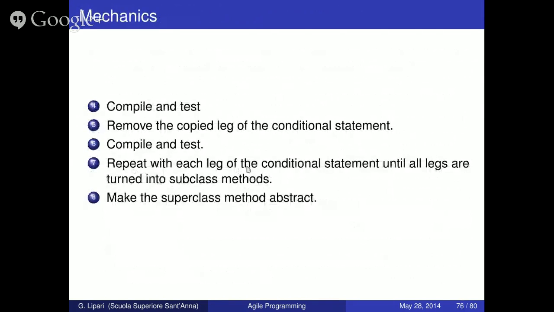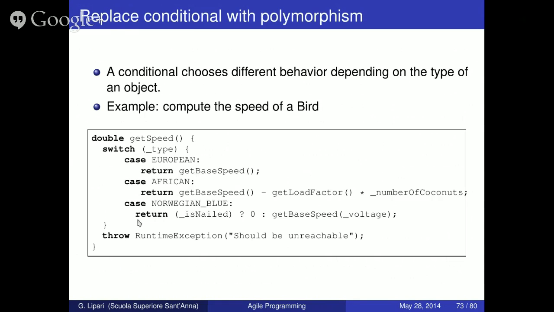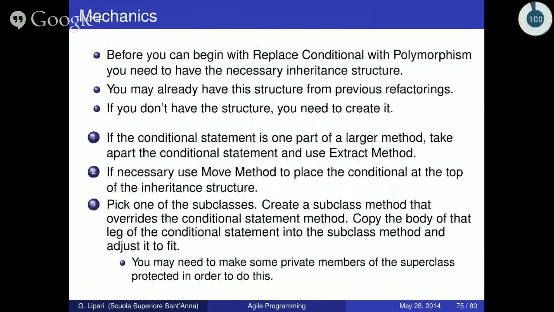Repeat with each leg of the conditional statement until all legs are turned into subclass methods. Okay? So you continue with African, do the same: you move the code of that specific leg, compile and test, remove the leg, compile and test. And you do the same with Norwegian group. At the end, this should be completely empty. So now you can make this abstract, so virtual, and everything should work.